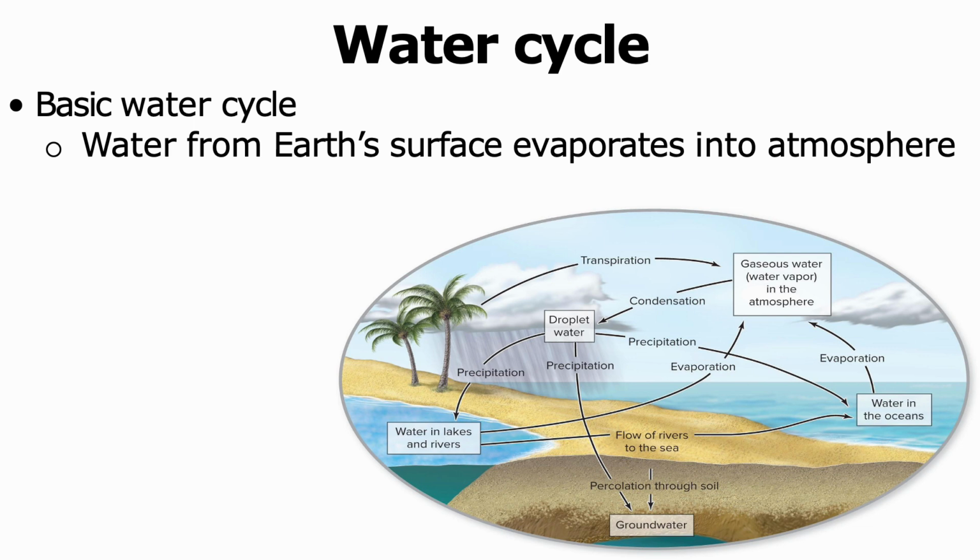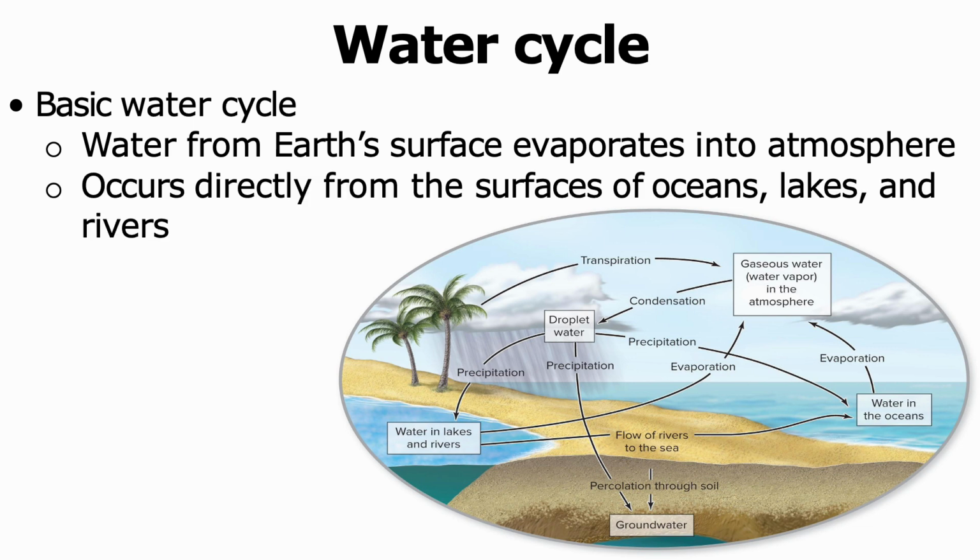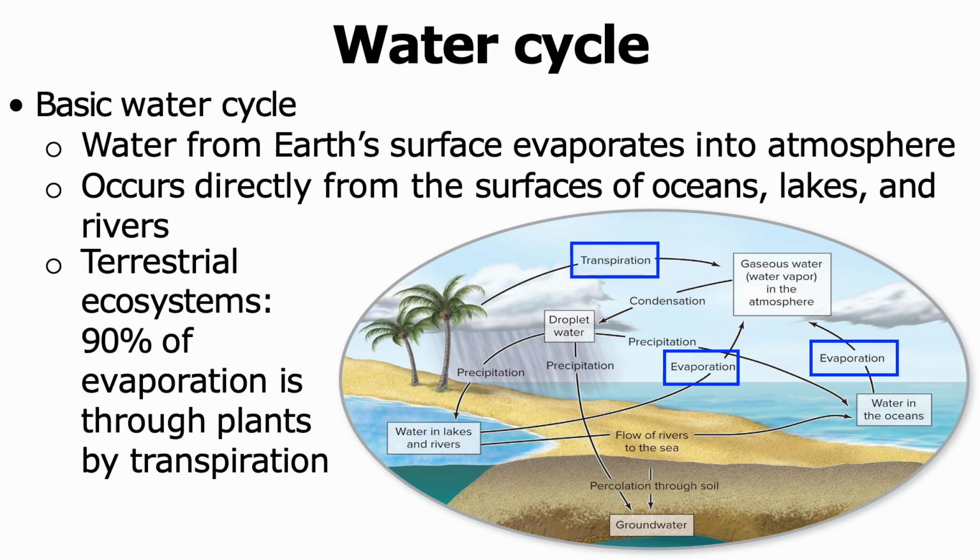The basic water cycle involves the evaporation of water from the Earth's surface into the atmosphere. This evaporation can occur directly on the surfaces of lakes or rivers, as well as oceans. In the case of terrestrial ecosystems, evaporation also occurs, and 90% of this evaporation is through plants by the process of transpiration.